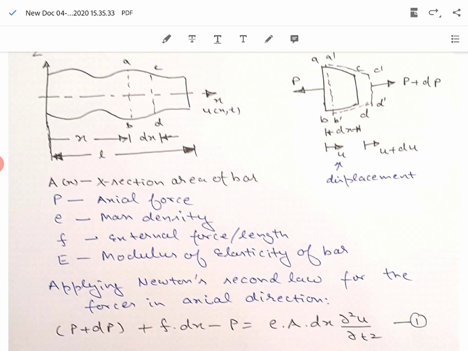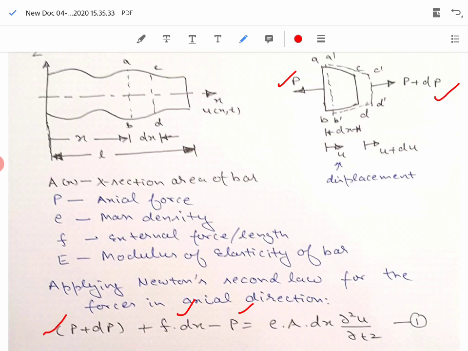We are going to apply Newton's second law along the axial direction for the force equilibrium, and the first force that we have here is P plus dP, which is acting in the positive x direction, as shown here. Then we have another force P acting in the opposite direction, and it is here, and the external force F per unit length. Therefore, for this particular element, the external force value will be F dot dx.